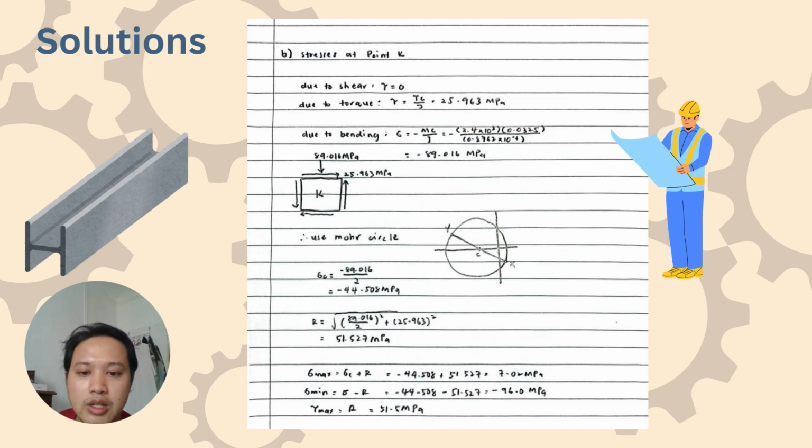which we will get R is equal to 51.527 MPa. So using the same previous formula, sigma max is equal to sigma C plus R, which we will get 7.02 MPa, and sigma min is sigma C minus R, which is negative 44.508 minus 51.527, which we will get negative 96 MPa, and tau max is equal to R, which we already calculated, which is equal to 51.5 MPa.